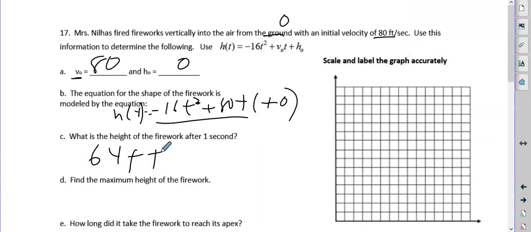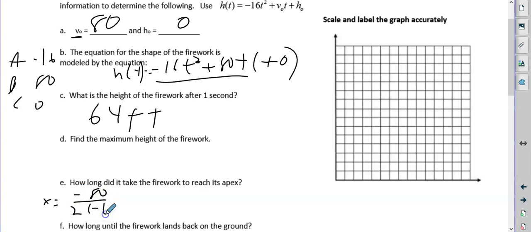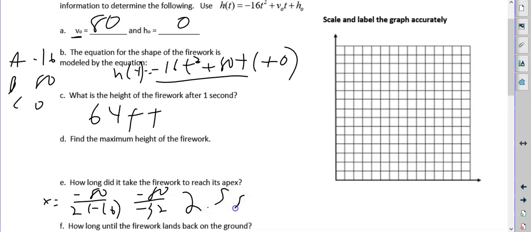Find the maximum height and how long it took to get there. Well, A, B, C. A is negative 16, B is 80, C is 0. So how long did it take to get there? That's the x coordinate, so we're going to do that one first. So x equals the opposite of B over 2a. That gives me negative 80 over negative 32. Well, let's see what that is. 80 divided by 32, I'm just doing positive because negative divided by negative is also the same. Ooh, 2.5. So time is 2.5 seconds.